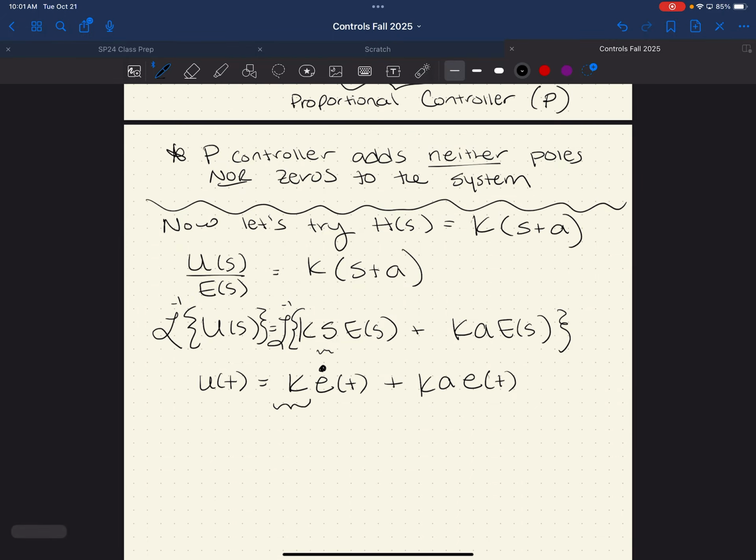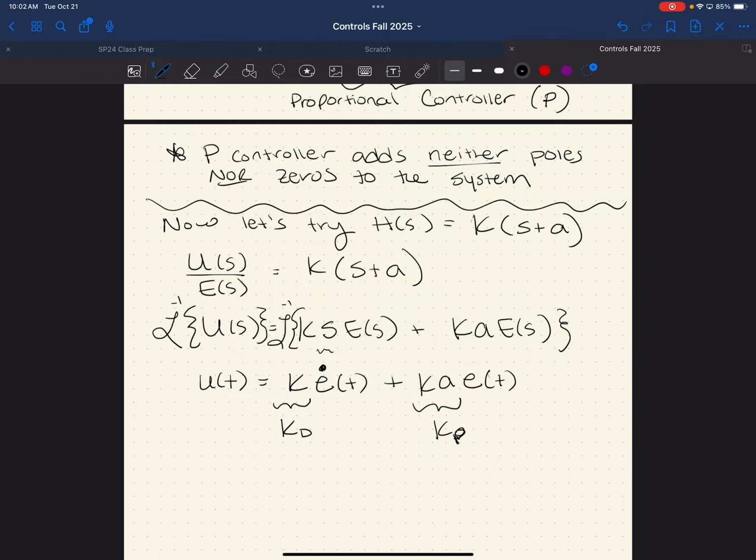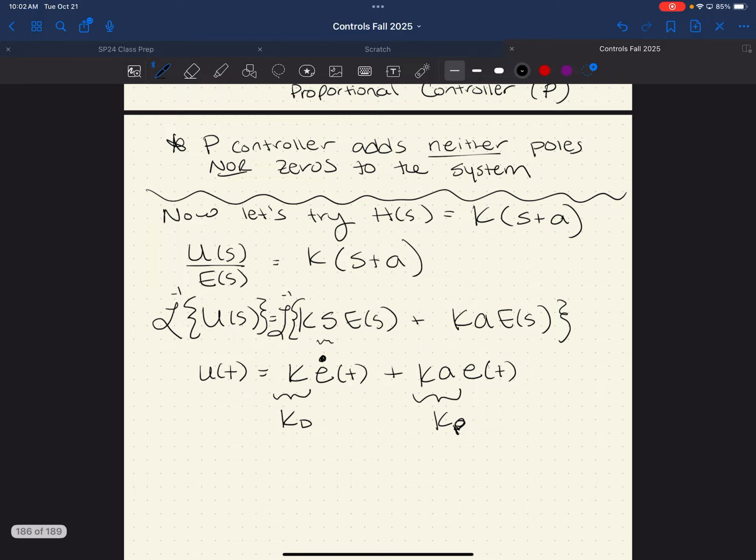Everything that multiplies that e dot, we refer to as our Kd. What do you think the d stands for? Derivative. Very good. We still get something that multiplies by our a, so we still have a Kp. We still have our proportional term. So this is what we call proportional derivative control, or PD control.